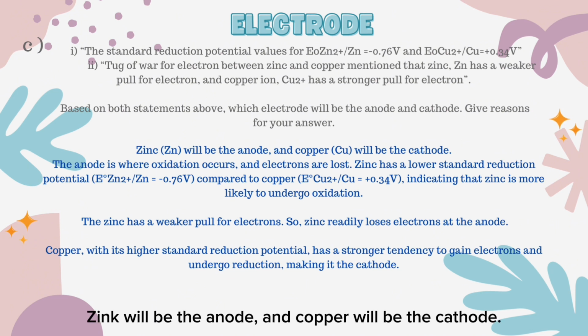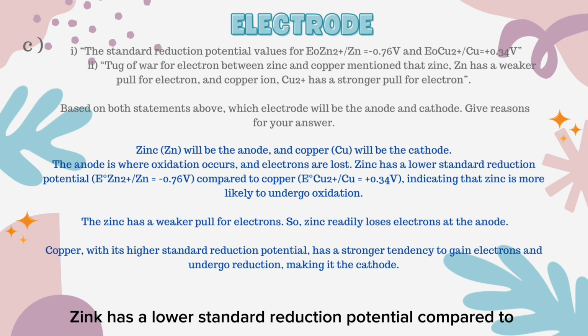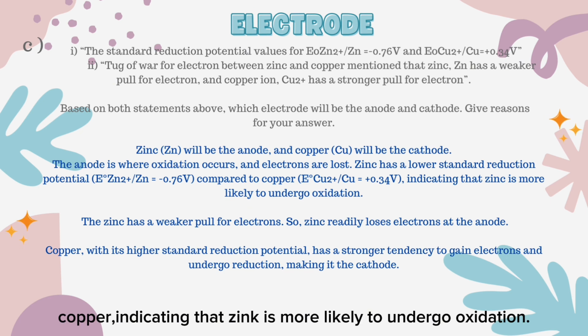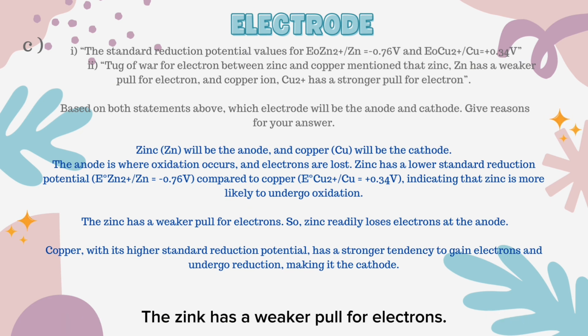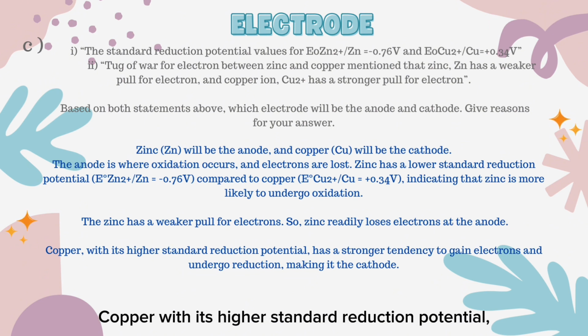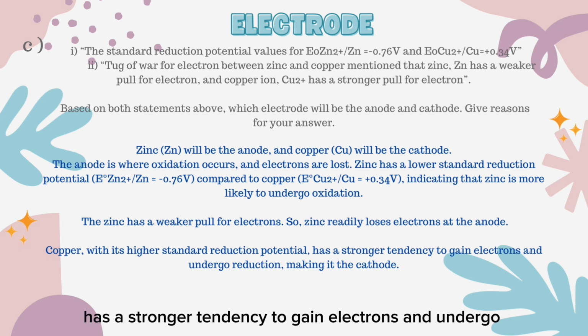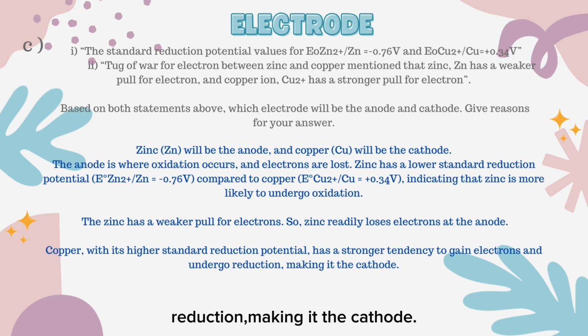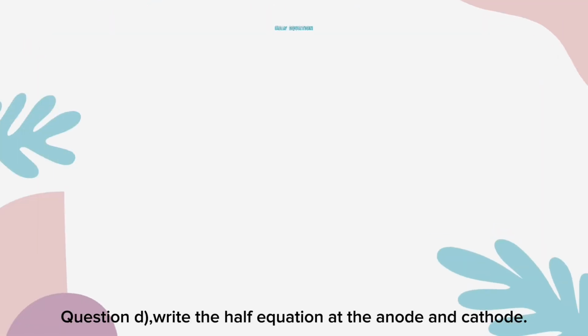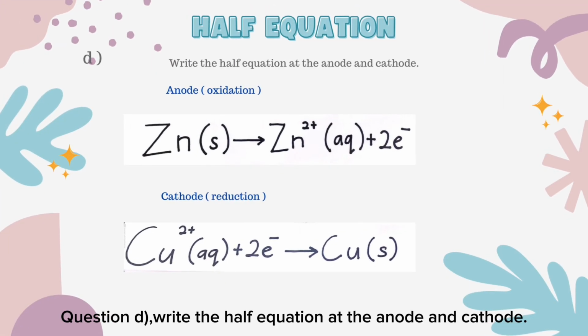Zinc will be the anode and copper will be the cathode. The anode is where oxidation occurs and electrons are lost. Zinc has a lower standard reduction potential compared to copper, indicating that zinc is more likely to undergo oxidation. The zinc has a weaker pull for electrons, so zinc readily loses electrons at the anode. Copper, with its higher standard reduction potential, has a stronger tendency to gain electrons and undergo reduction, making it the cathode. Question D. Write the half equation at the anode and cathode.